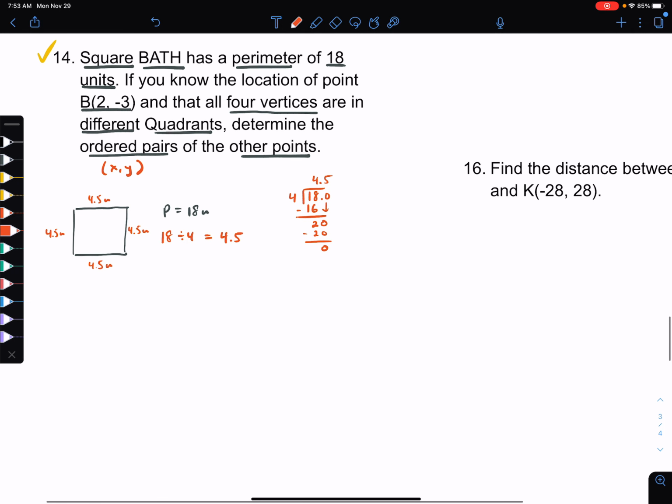So we need to find the other vertices. Maybe for this one, it makes sense to sketch first so you can visualize what's going on.